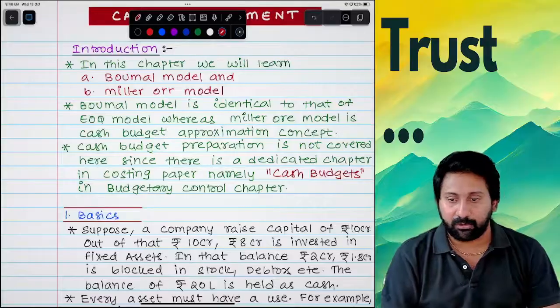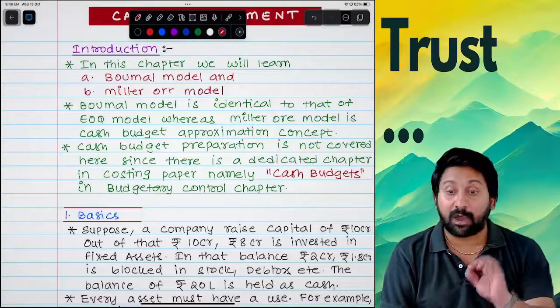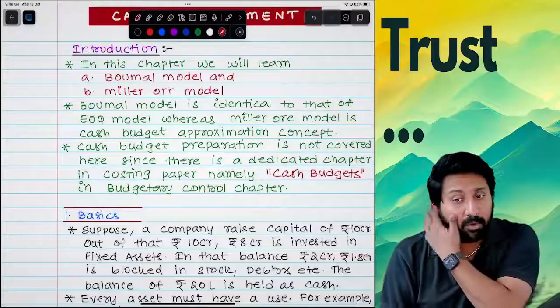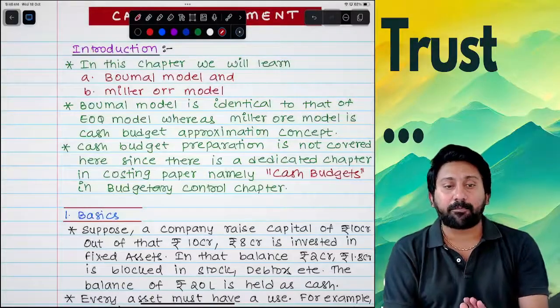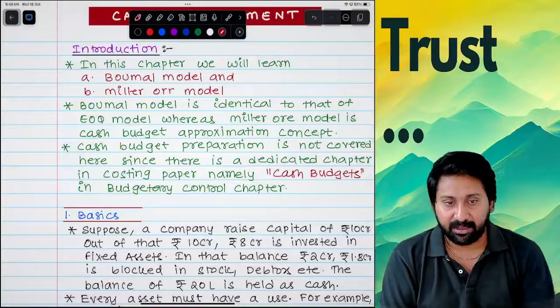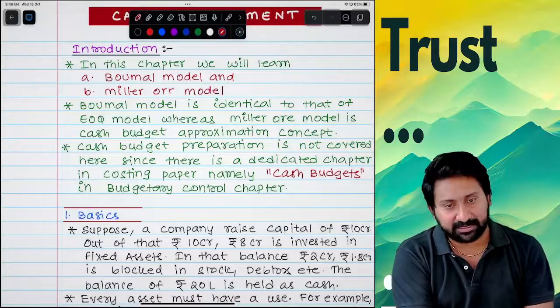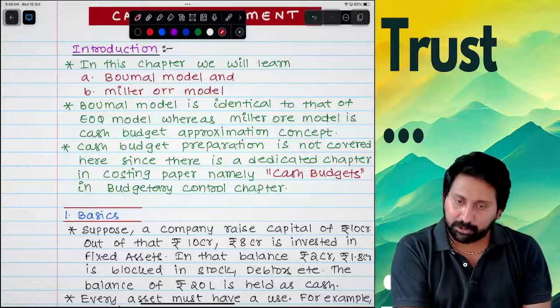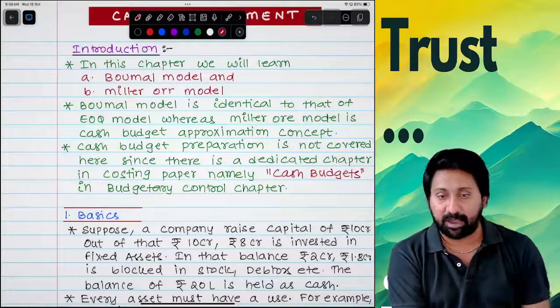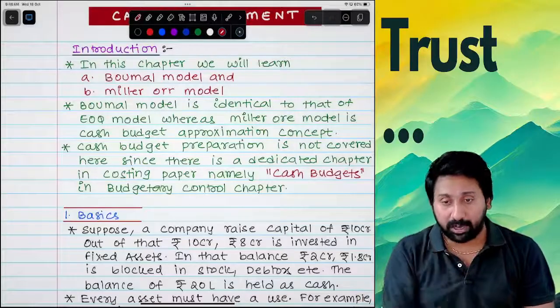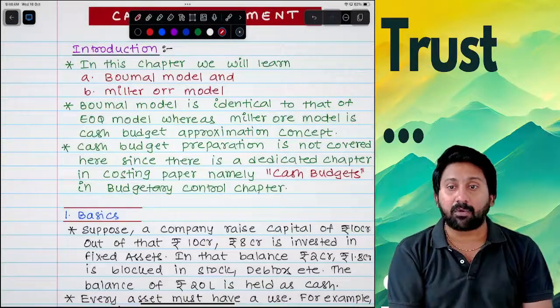Like EOQ, there is a concept here called optimum transaction size, OTS. What is the full form? Optimum transaction size. Why is optimum transaction size required? What is the concept of this optimum transaction size? How will it be useful for us to understand? Let us try to have clarity. What is the model we are going to start first? Baumol model. Next one, Miller-Orr model.